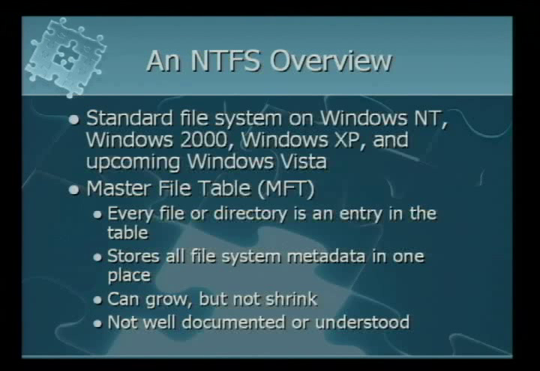The core part of NTFS is what they call the master file table. It's an actual file on the drive that holds all the metadata, all the information about all the other files and directories on the entire system. It's stored in one place, and it's a big table. A file or a directory all have entries within this big table that store information about them. It's a big file that grows as you add more files to your system, but it doesn't actually shrink. If you delete a whole bunch of files, it doesn't suddenly get smaller.